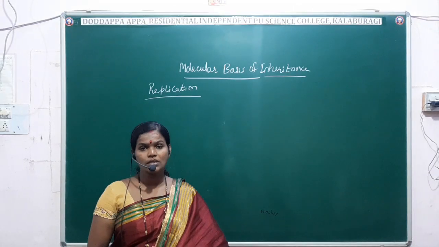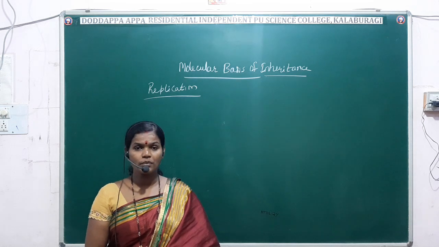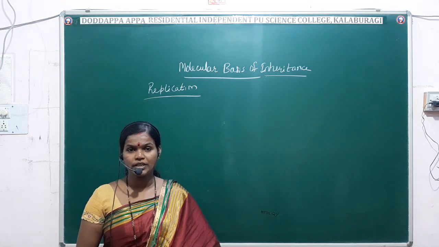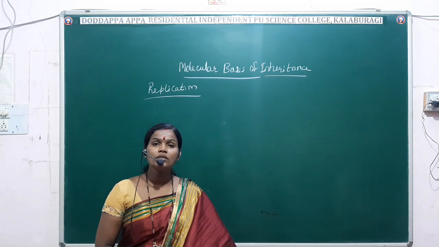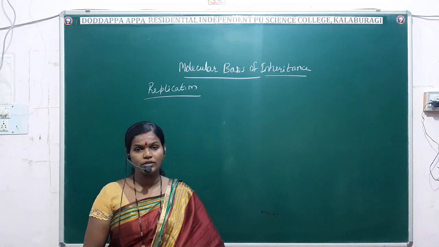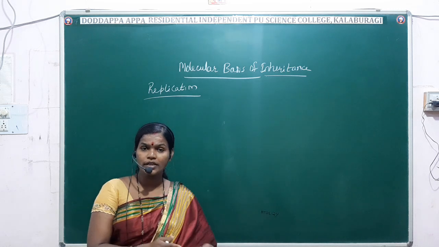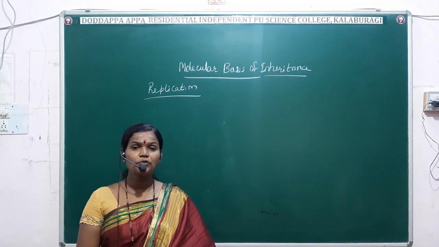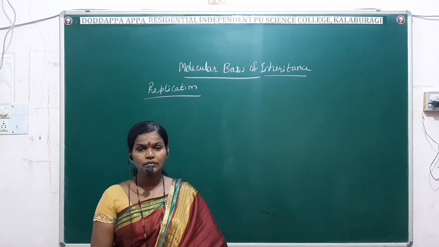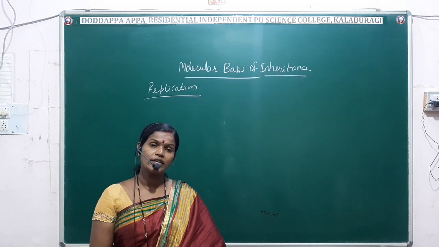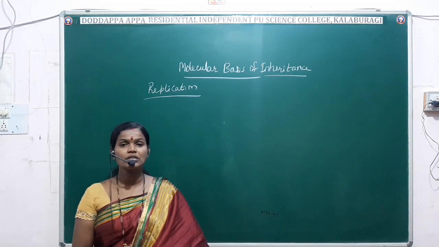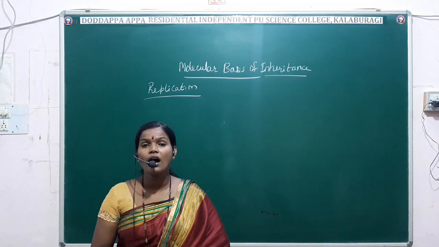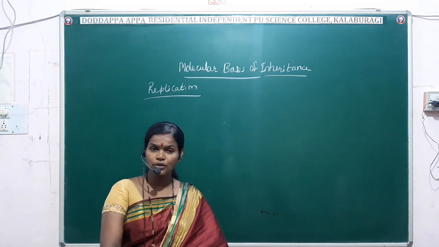There are basically three types of replication: conservative, semi-conservative, and dispersive. Conservative means both the DNA strands are transferred to the daughter cells, the conservation of hereditary characters. I also told you the example of bacteria yesterday. Dispersive means complete new DNA synthesis, with more genetic and morphological changes. Whereas in semi-conservative replication, half of the parental DNA is shifted to the daughter DNA.